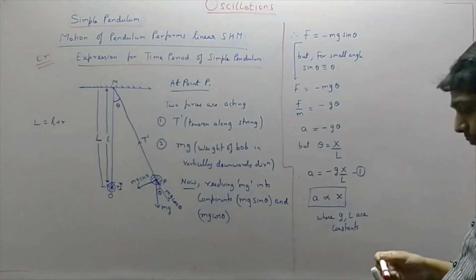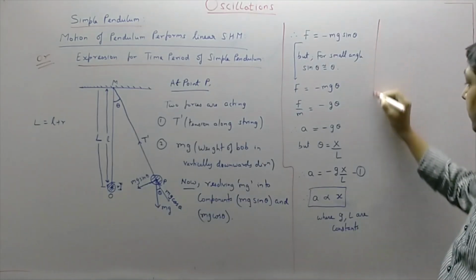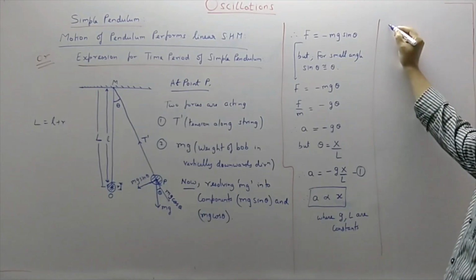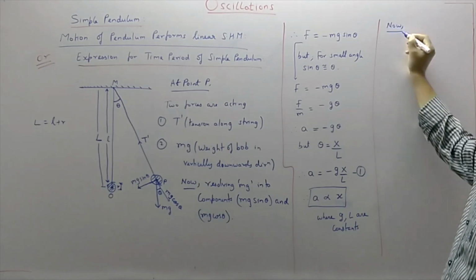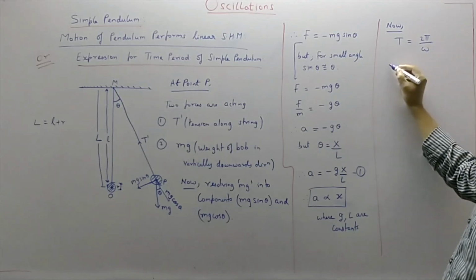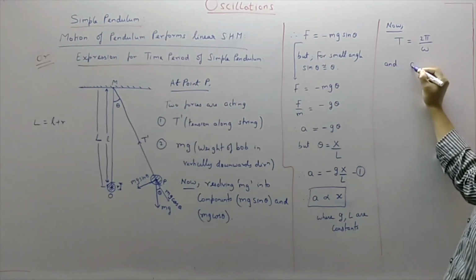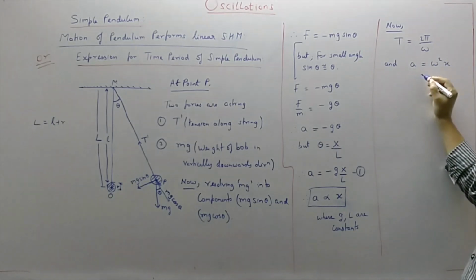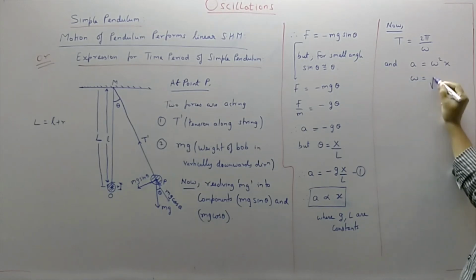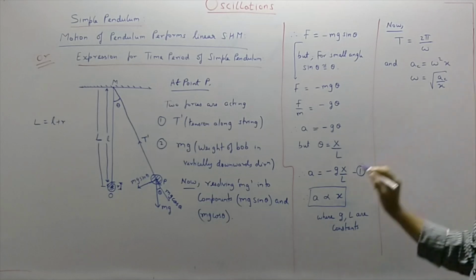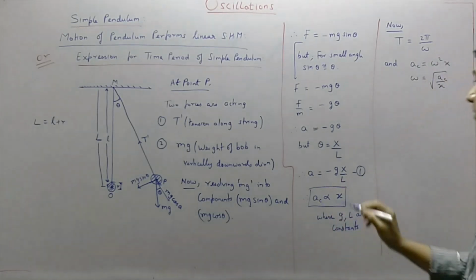Now the expression for the time period. For the time period, let us go further. What is my time period given by? Time period is 2 pi upon omega. And what is acceleration in terms of omega? a equals omega square x, which I already knew. So what is omega? Omega is under root of a by x, acceleration upon x. This is acceleration, which you have denoted as ac in the chapter.